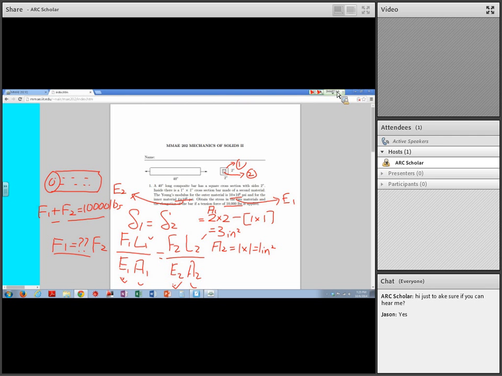So after you get F1 and F2, how are you going to calculate stress? Yeah, the stress is just F over A. If you are calculating stress one, it's F1 over A1. And for stress two, it's F2 over A2.